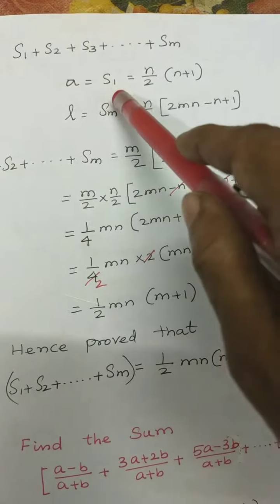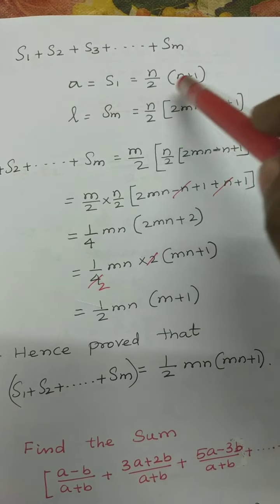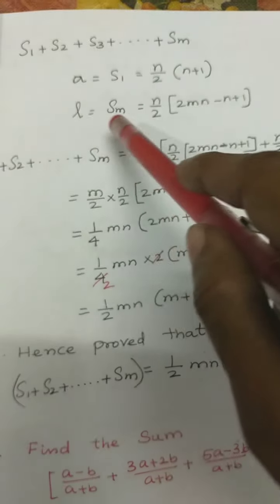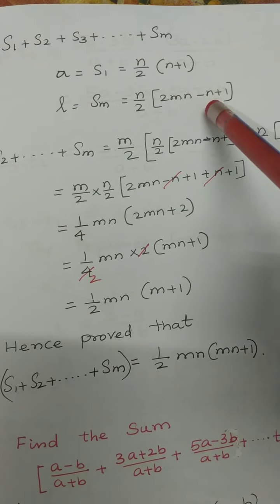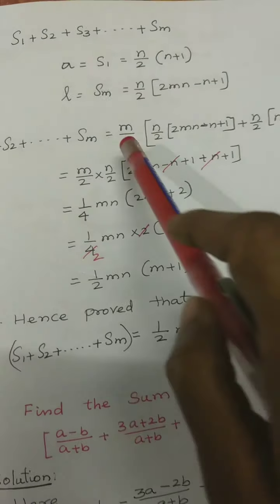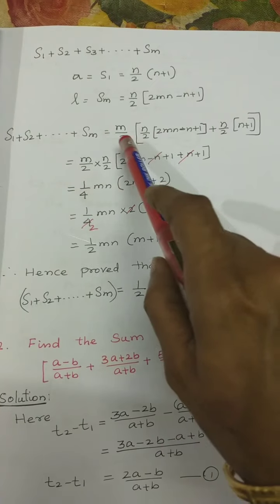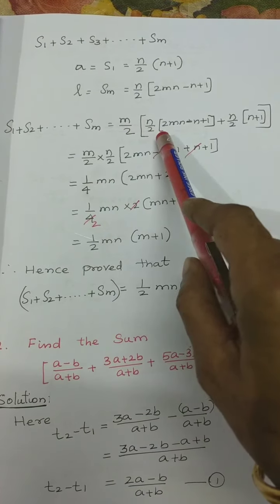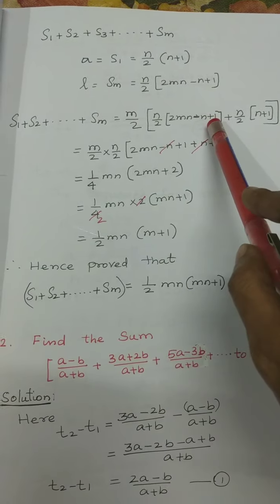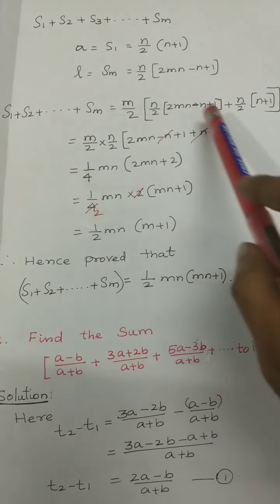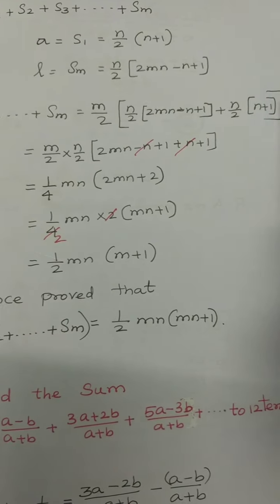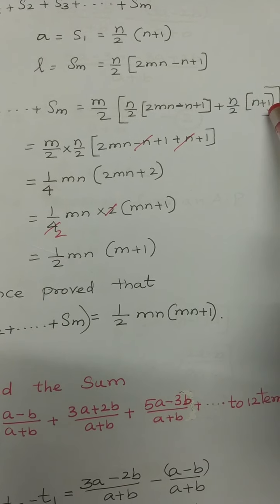So A is equal to S1, that is equal to n by 2 into n plus 1. L is equal to Sm, that is n by 2 into 2mn minus n plus 1. Okay, we are substituting here. N by 2 into 2mn minus n plus 1, plus n by 2 into n plus 1. This is L plus A.